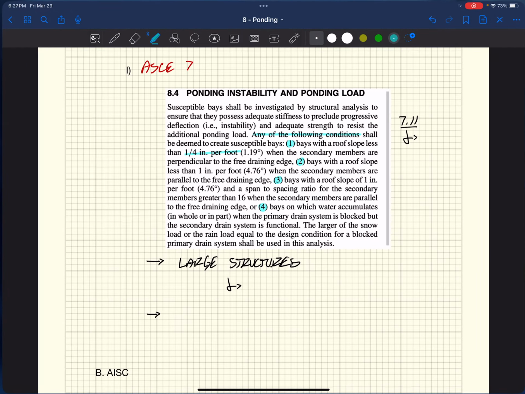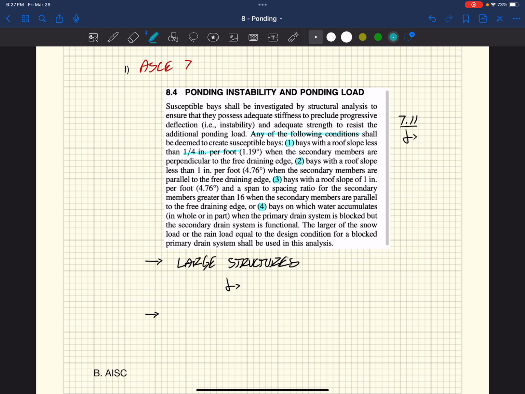So, when you look at large structures, I think about Walmart, Costco, right? Essentially buildings with large bays and low slopes, right? And so we'll get into checking it here. It's really easy, but those are the buildings that we should be looking at.